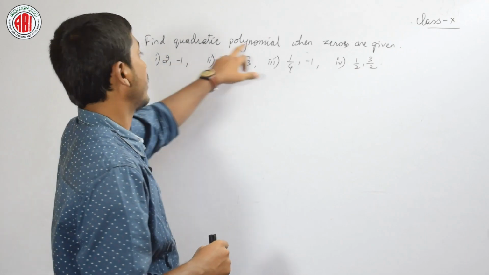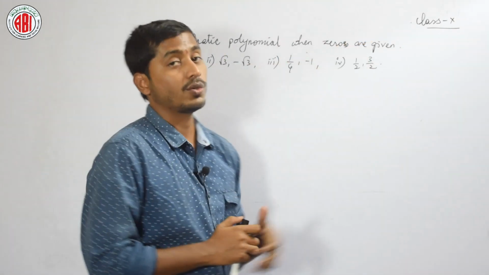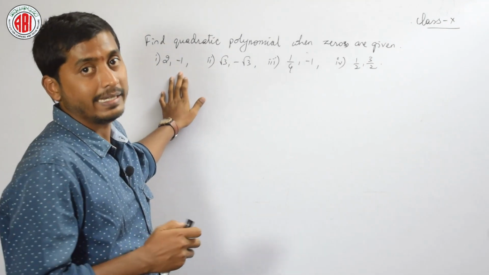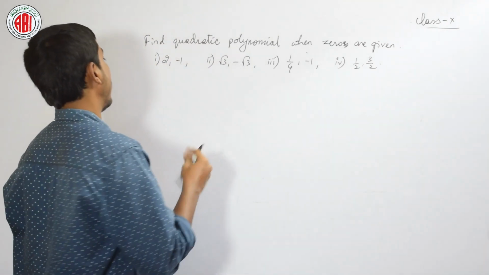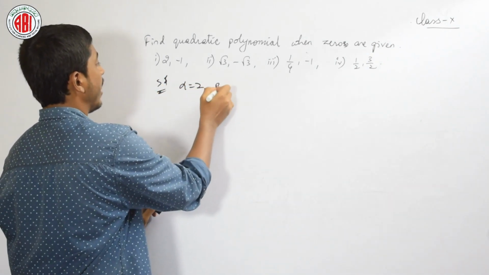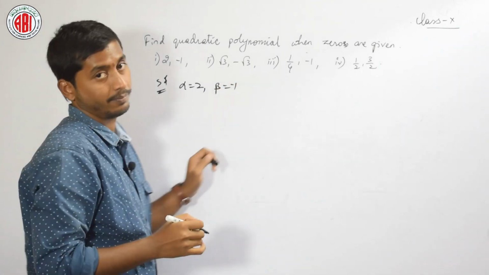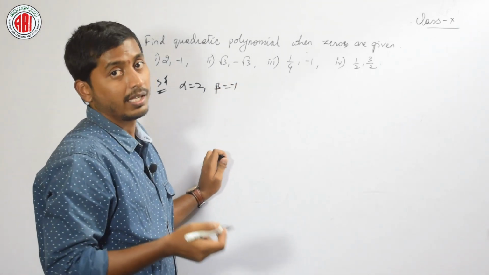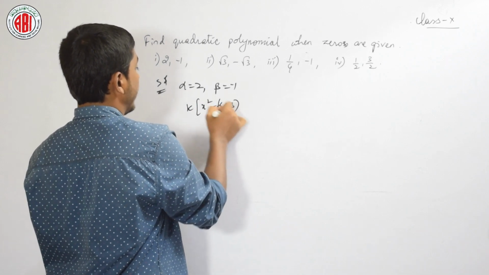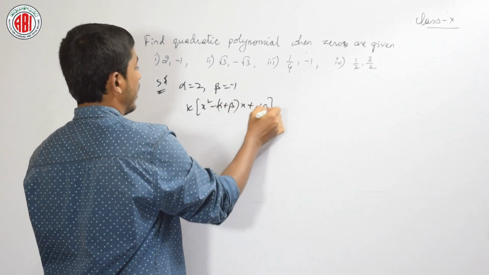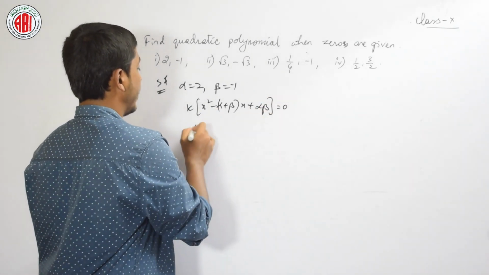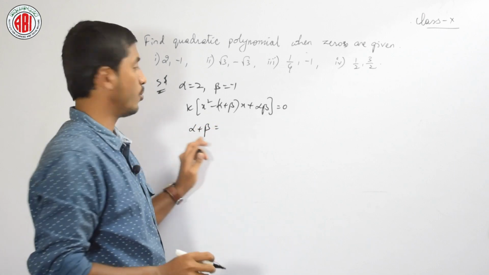He is asking us to find the quadratic polynomial when these different zeros are given. That is, the given values are alpha and beta, right. Now let us write for the first solution, alpha is 2 and beta is -1, right. What is the equation? That is k into x square minus alpha plus beta into x plus alpha beta is equal to 0, right. What is this alpha plus beta and alpha beta? Those are sum of roots, right.